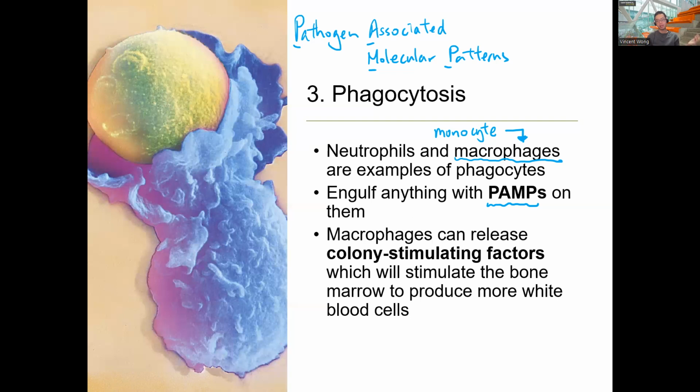And sometimes if the body is being overwhelmed with a lot of bacteria and all of them have PAMPs on them, then the macrophage can call for backup, right? And so there is something called the colony stimulating factors. The colony stimulating factors will go to the bone marrow and increase the production of more white cells, particularly neutrophils. So the macrophages are eating all these bacteria and they're like, hey, there's just too much, I can't handle it. So they send out these signals, these colony stimulating factors, which will recruit more white cells. Okay, so that's essentially phagocytosis.